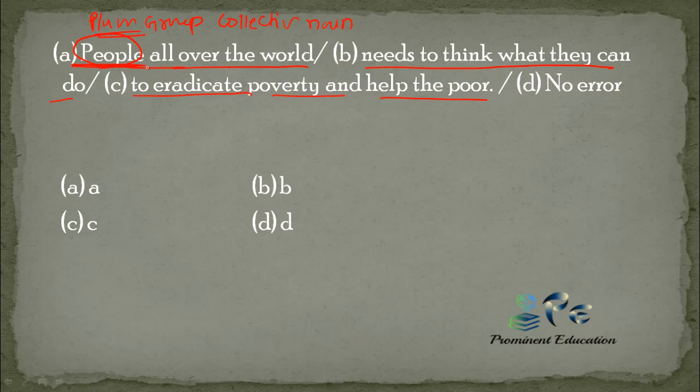So now let's move on to part A. People all over the world is individually correct. Next, part B, needs to think what they can do. Now you will see needs here is singular, which has to be plural to agree with your subject. Needs here is wrong, so this part B contains an error. So the answer of this question is part B.